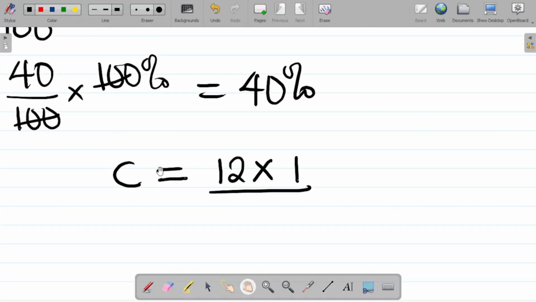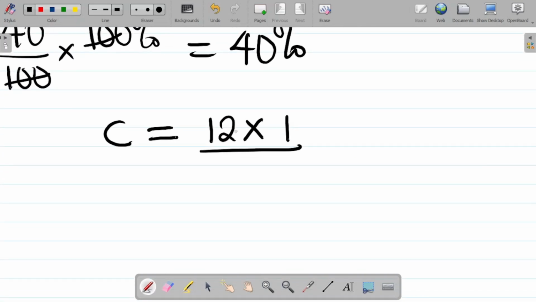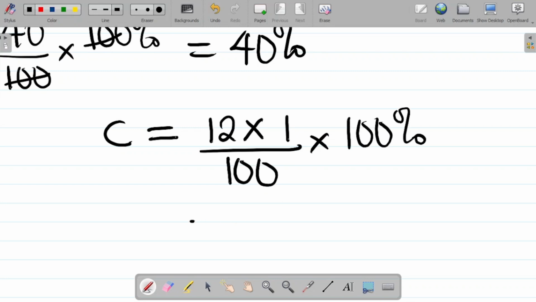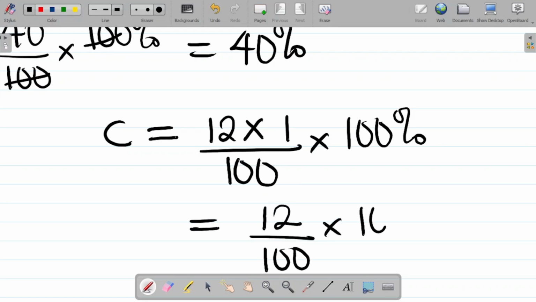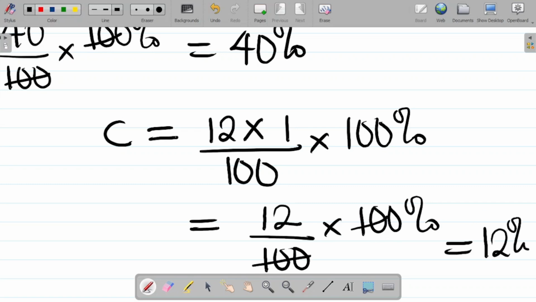This becomes this times 1 all over the molar mass of the compound is 100 times 100%, and that's equal to 12 times 1 is 12 all over 100 times 100%. This will cancel this, and you have your answer as 12%.